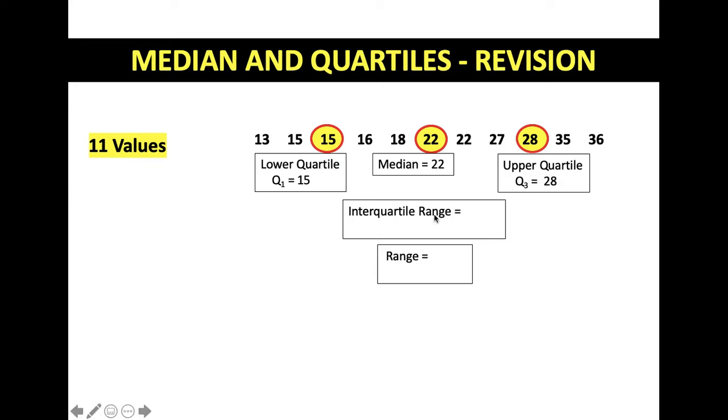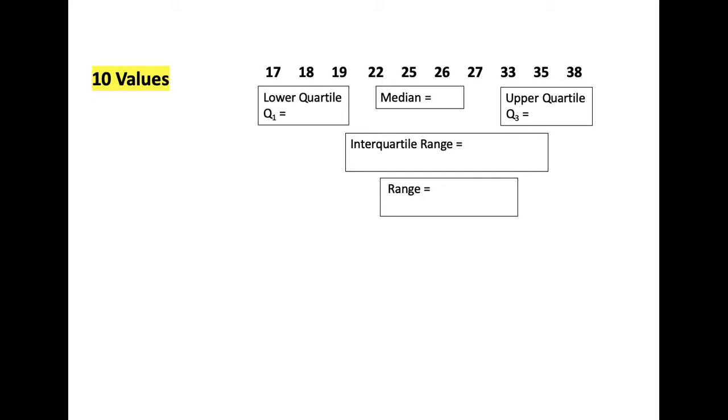The interquartile range is the difference between the upper quartile and the lower quartile. So 28 minus 15 gives you 13. The interquartile range is 13. And then the range is the difference from the highest to the lowest. So from 36 to 13, a range of 23. 36 minus 13.